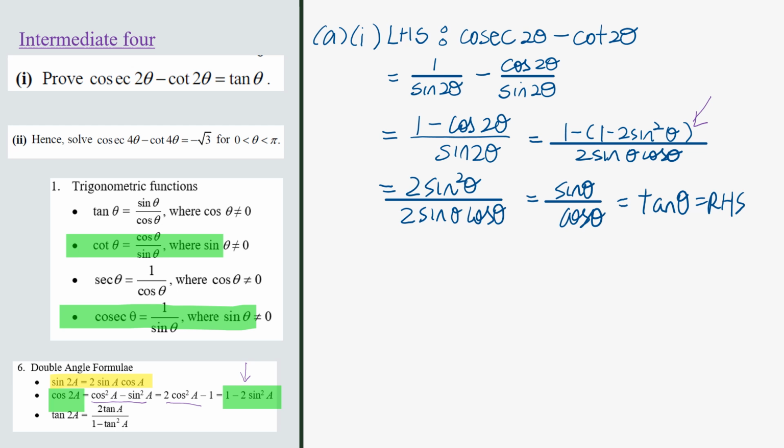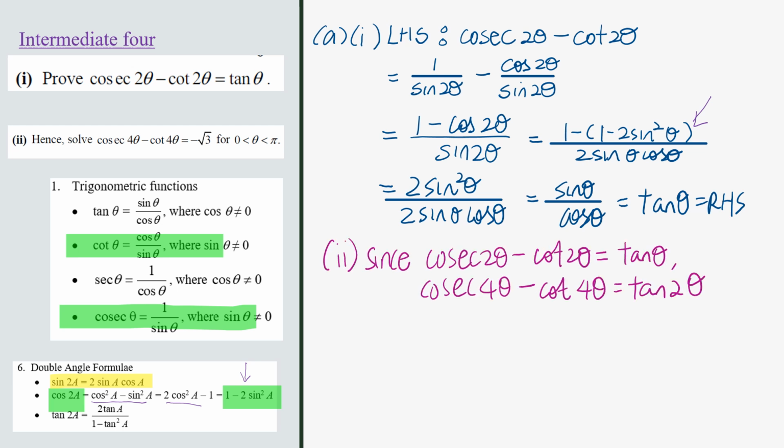So part 1 is relatively manageable. Let's look at part 2. Here we are going to do some deductions. Since cosecant 2 theta minus cotangent 2 theta equals tangent theta, if you look at what happened to the angle, 2 theta becomes theta. That means if I have 4 theta, then this will become 2 theta. So if I have cosecant 6 theta minus cotangent 6 theta, that will be equal to tangent 3 theta.